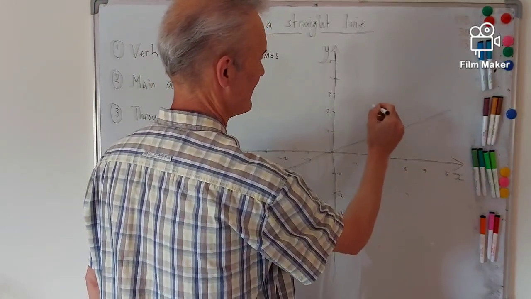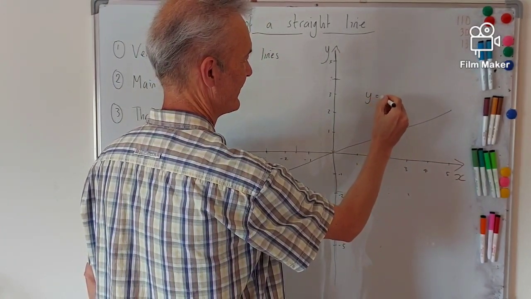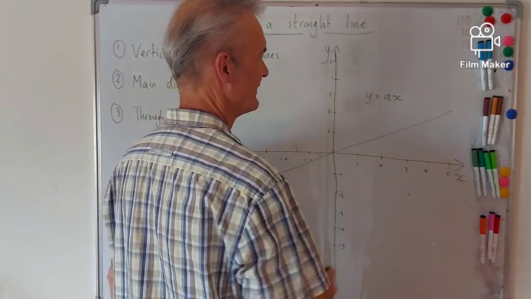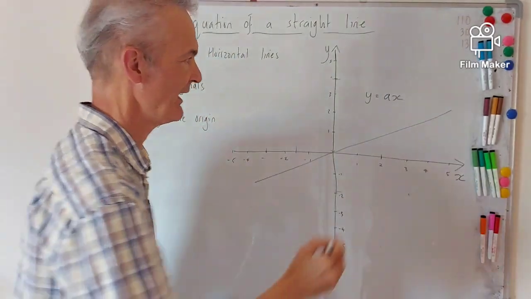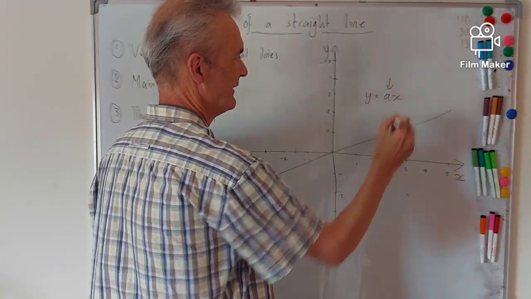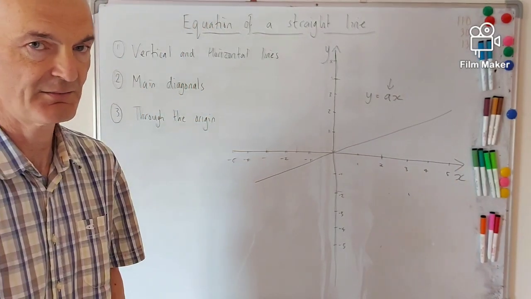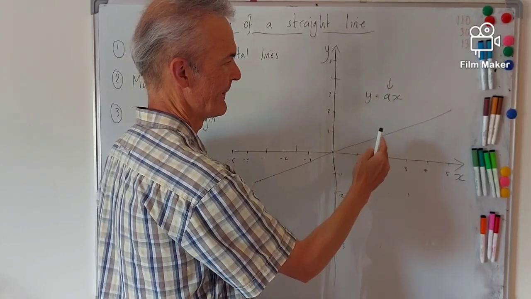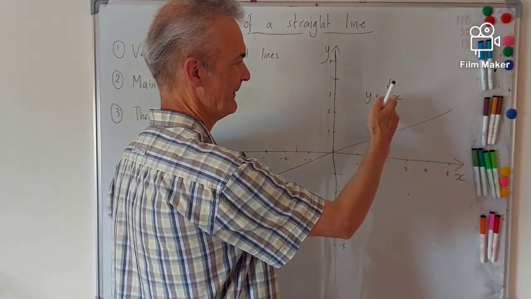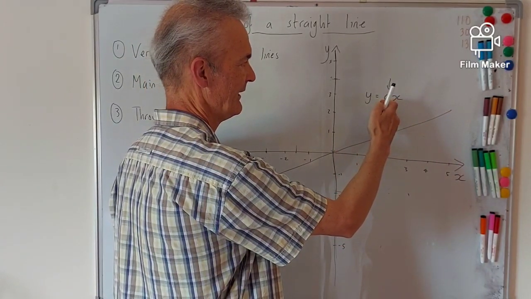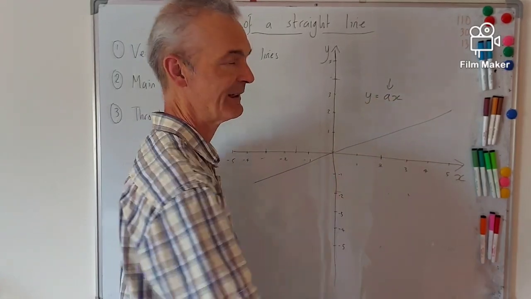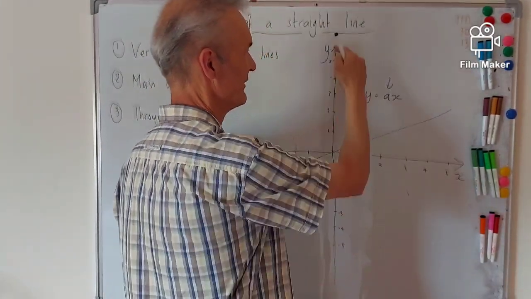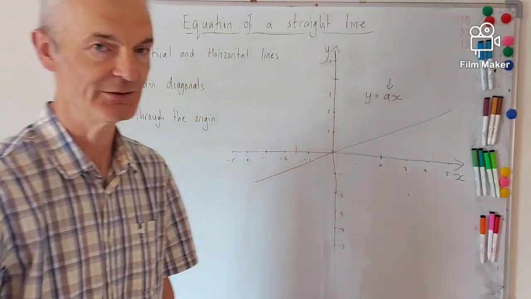So we describe this one as y equals some constant. We usually refer to it as an a. y equals ax, where a is basically telling us something about the relationship between x and y. So it's telling us something about how quickly one of the variables is increasing in relation to the other one.